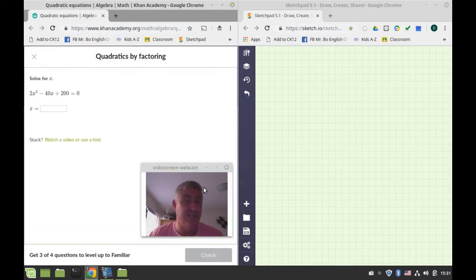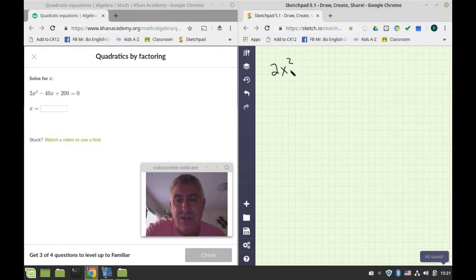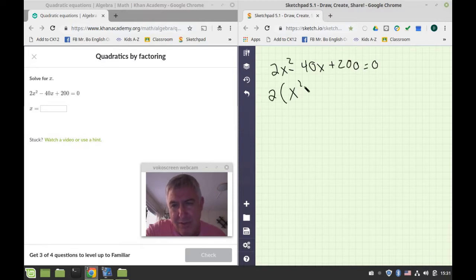All right, so you can see this problem is a little bit more difficult than what we had in our intro. So it's 2x squared minus 40x plus 200 is equal to 0. First thing I'm going to notice is that I can have a greatest common factor here and pull out 2. So I have 2 times x squared minus 20x plus 100.